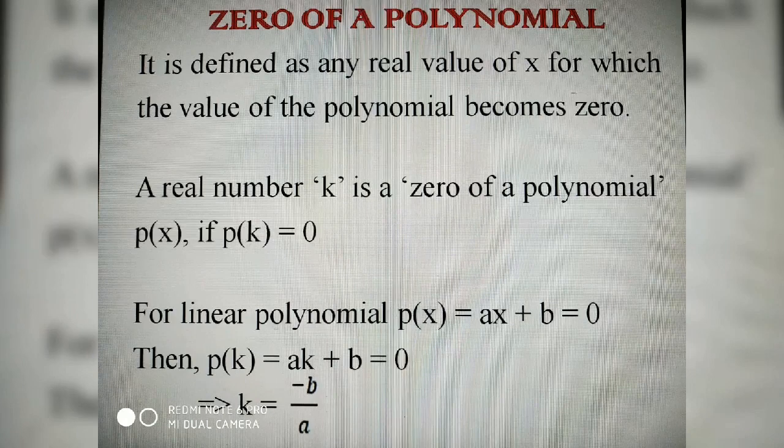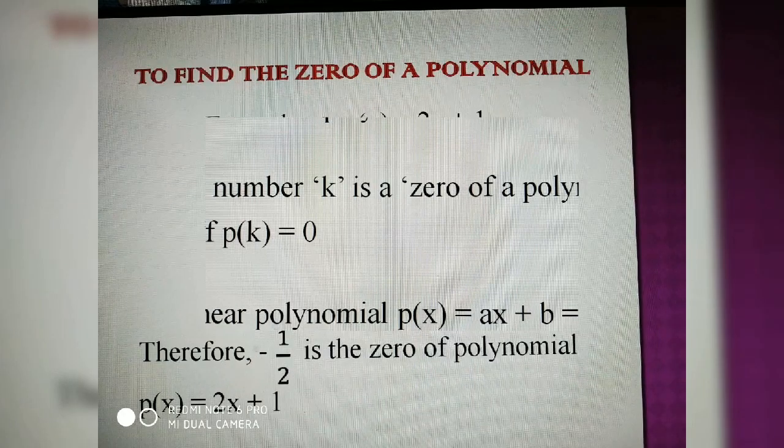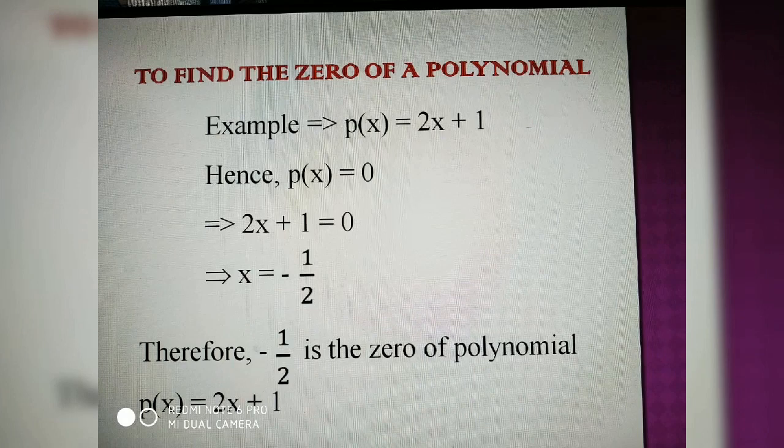Then what is a zero of a polynomial? It is defined as any real value of x for which the value of the polynomial becomes 0. Let p of x be a polynomial, then a real number k is known as a zero of the polynomial if p of k is equal to 0. For a linear polynomial ax plus b, p of k is equal to ak plus b, so k is equal to minus b/a.